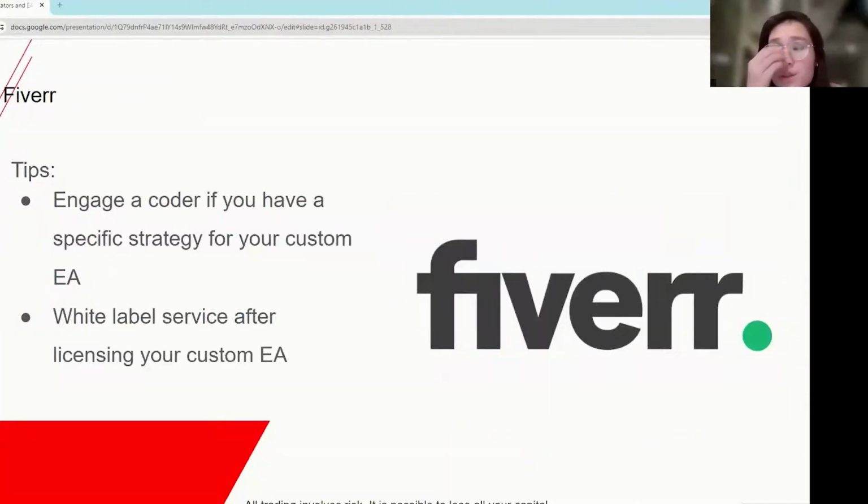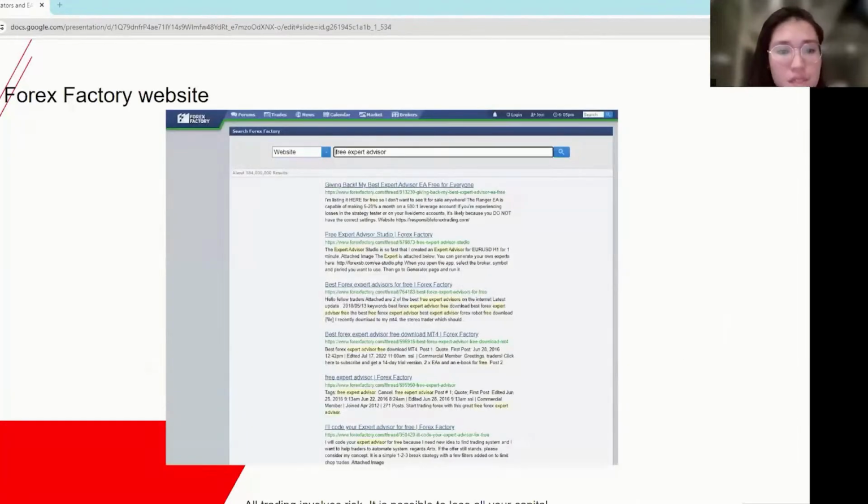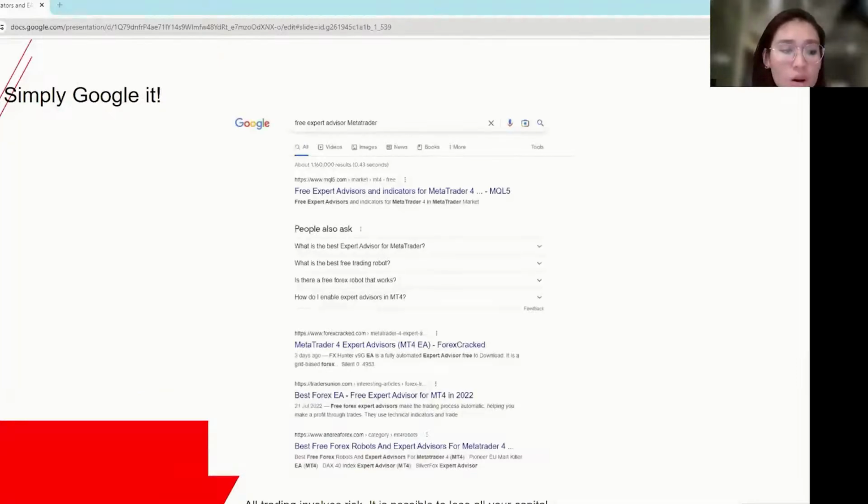Next is Fiverr. It would be helpful to engage a coder if you have a specific strategy for your custom EA, and you can white label your service after licensing your custom EA. Okay, Forex Factory website. We have mentioned Forex Factory in the past, but more so for the economic calendar. But they also provide you with some recommendations for the best expert advisors that are free. Or, of course, you can simply Google it as well.